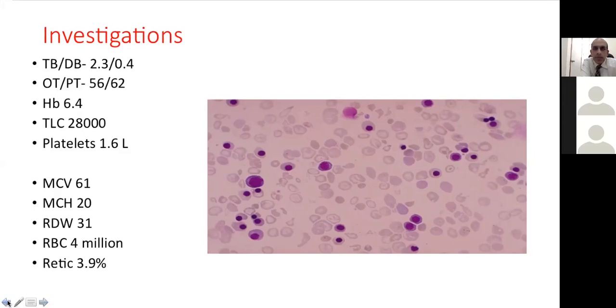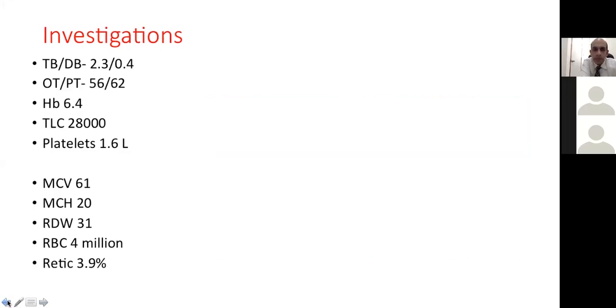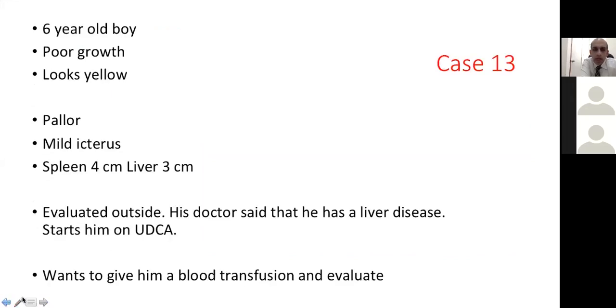Sir, a differential diagnosis can be hemolytic uremic syndrome because the platelets are slightly on the lower side and hemoglobin is also on the lower side. You have a point, but you see that this is a chronic kind of condition with splenohepatomegaly. HUS is an acute condition. Usually they don't have spleen and liver enlargement.